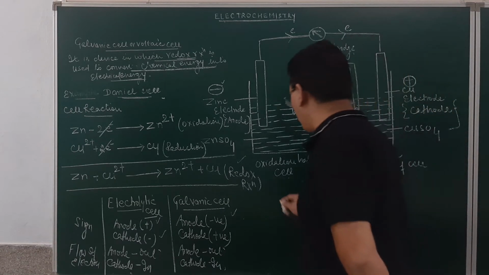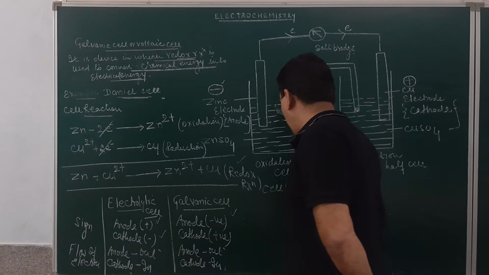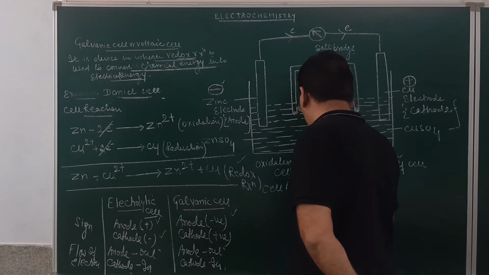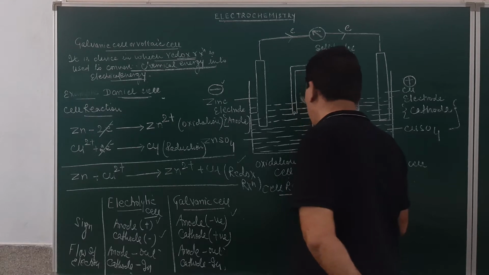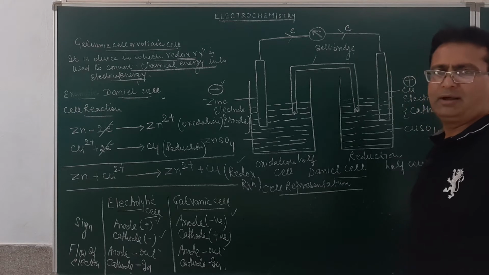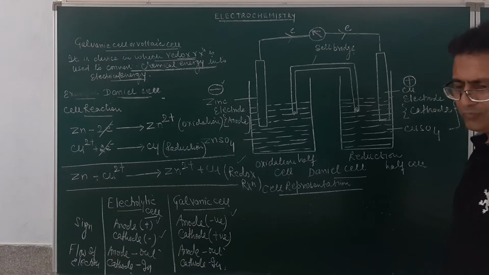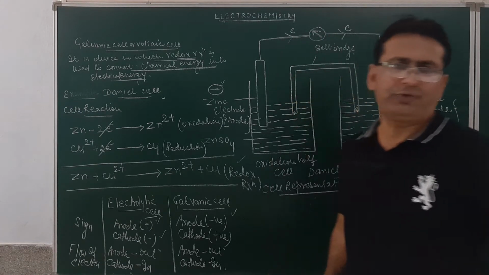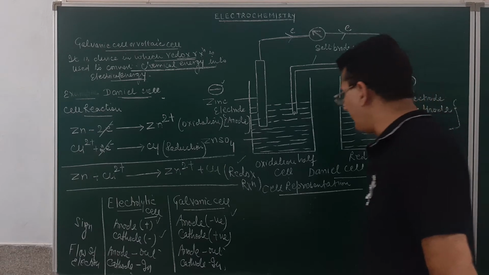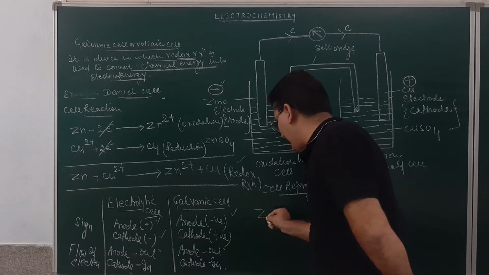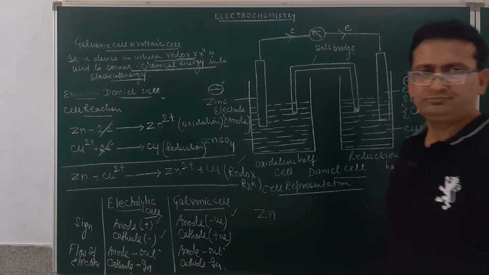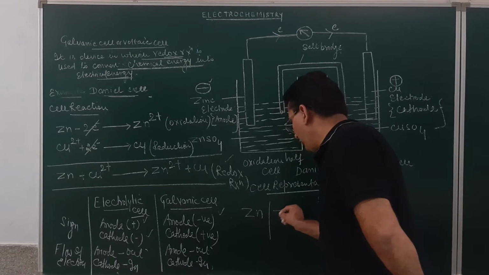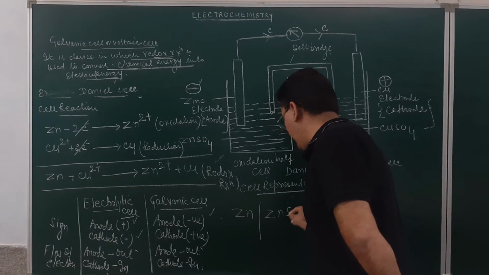So, how do we represent a Daniell cell? Here we continue from the previous lecture with the same thing written on the board, and that is cell representation. Students, always remember, in the cell representation, the oxidation half cell will be written towards the left and the reduction half cell will be written towards the right. So, how do we represent the cell? This is a zinc electrode. Am I clear? The zinc anode is dipped in the solution of zinc sulfate.